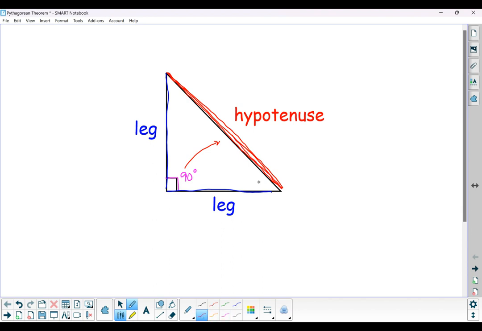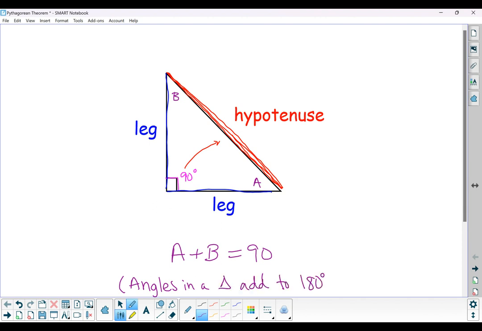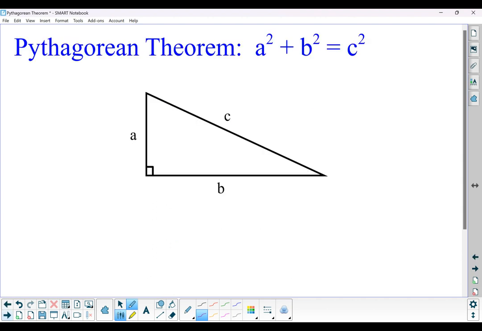And if you were thinking about the angles, if this is angle A and this is angle B, we know that angle A plus angle B has to be 90 degrees, because the angles in a triangle add to 180. So if we have a 90-degree angle as one of the angles, the other two angles have to add up to 90 to make that total of 180. We're not going to use the angles a lot today, but sometimes that comes up.